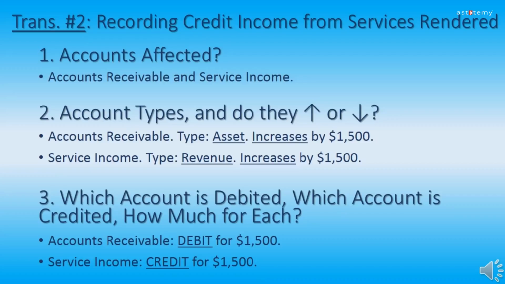Step 3. Which account is debited, which account is credited, and how much for each? Accounts receivable will be debited for $1,500. Service income will be credited for $1,500. On the next slide, we actually go into journalizing this transaction.